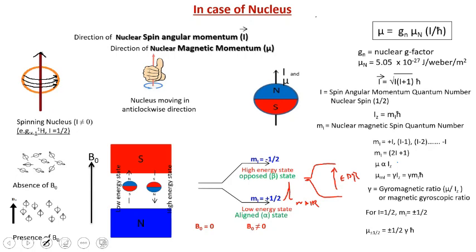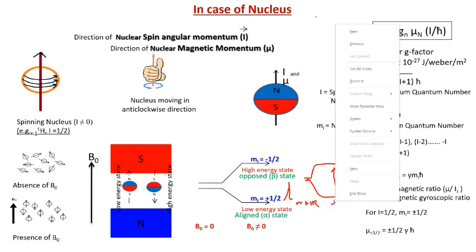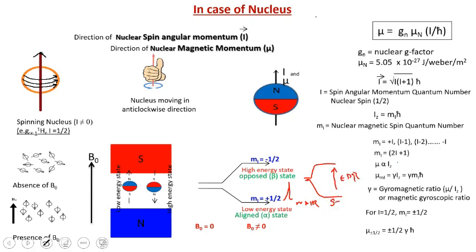One thing which I would like to bring to your notice is that in the case of an electron, the lower energy state is minus half and the high energy state corresponds to plus half spin value. That we will discuss in detail in the case of electron paramagnetic resonance spectroscopy.